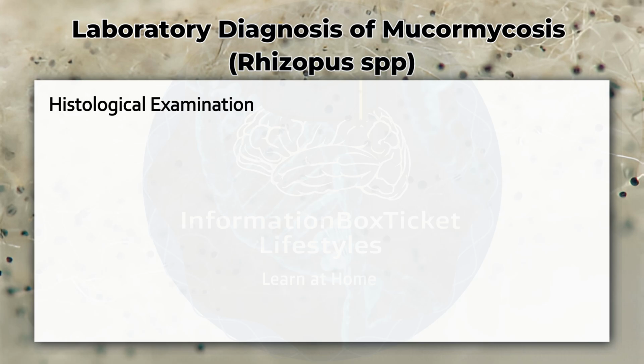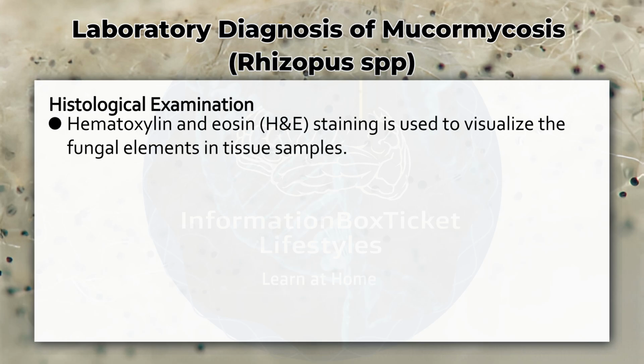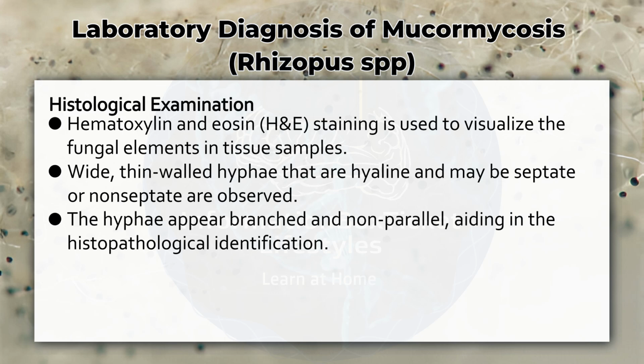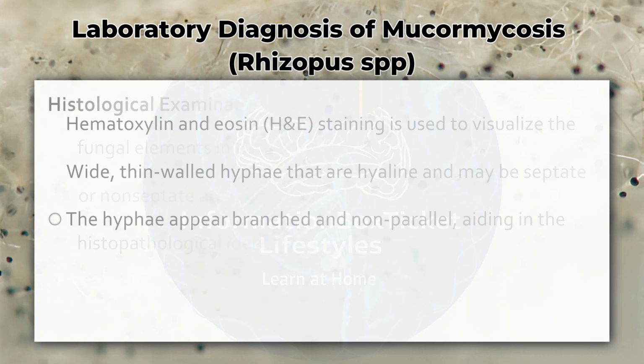Histological examination. Hematoxylin and eosin, H and E, staining is used to visualize the fungal elements in tissue samples. Wide, thin-walled hyphae that are hyaline and may be septate or non-septate are observed. The hyphae appear branched and non-parallel, aiding in the histopathological identification.